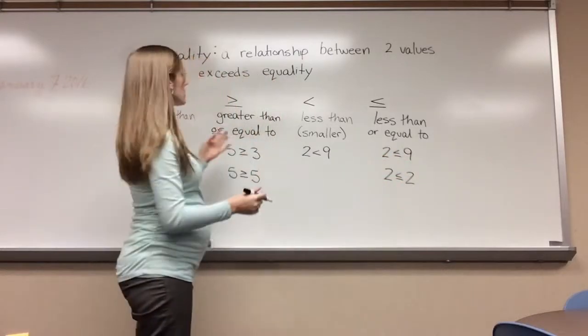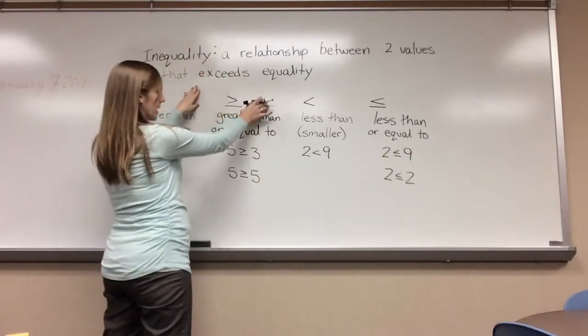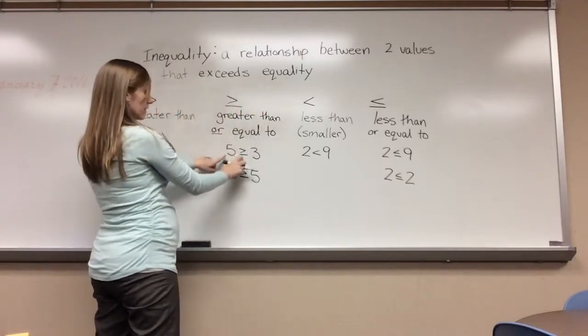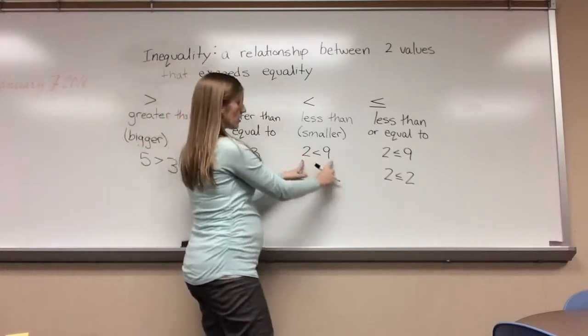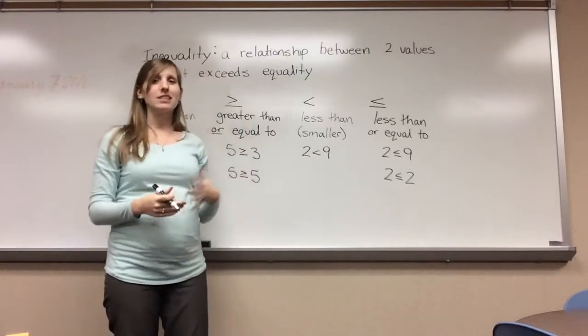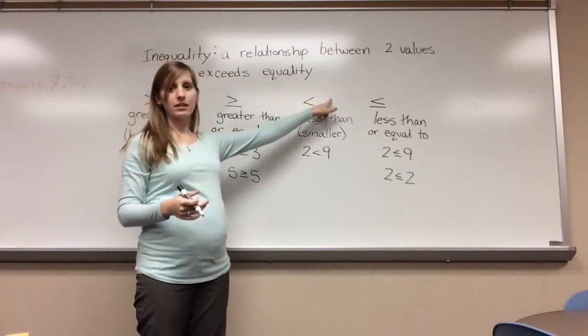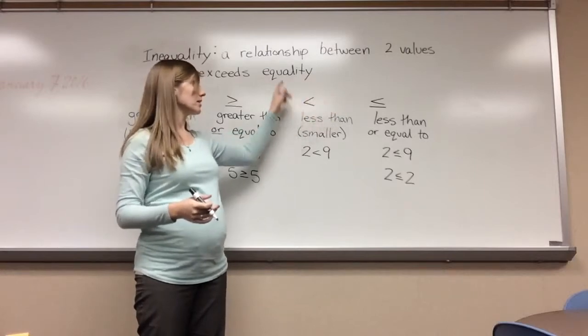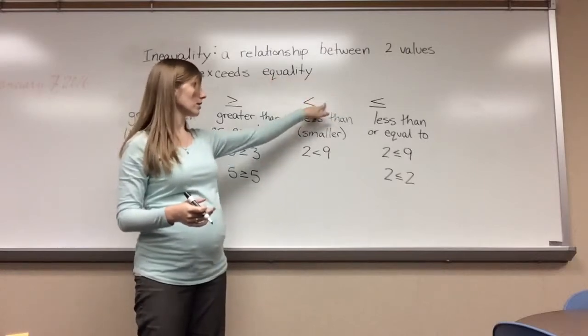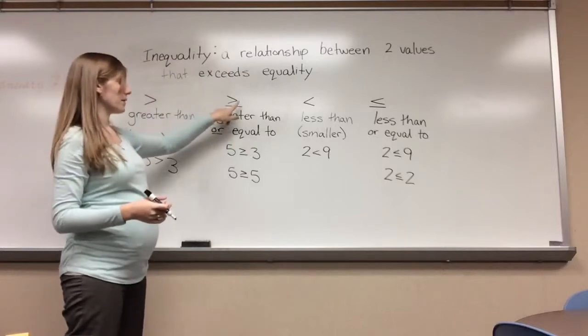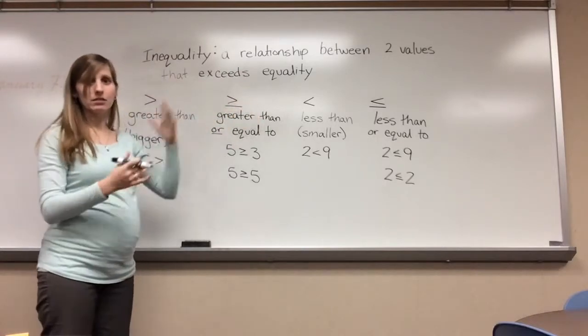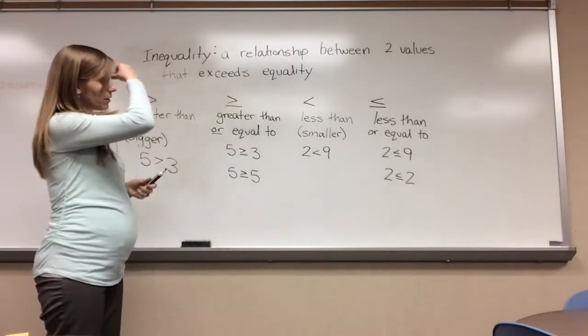Okay? But it's always the relationship of left to right. The left side is bigger than the right, or the left side is smaller than the right. Just like you would read a sentence from left to right, you read these inequalities from left to right. So the relationship is the left is smaller than the right, or the left is bigger than or equal to the right, okay? Depending on which symbol you have.